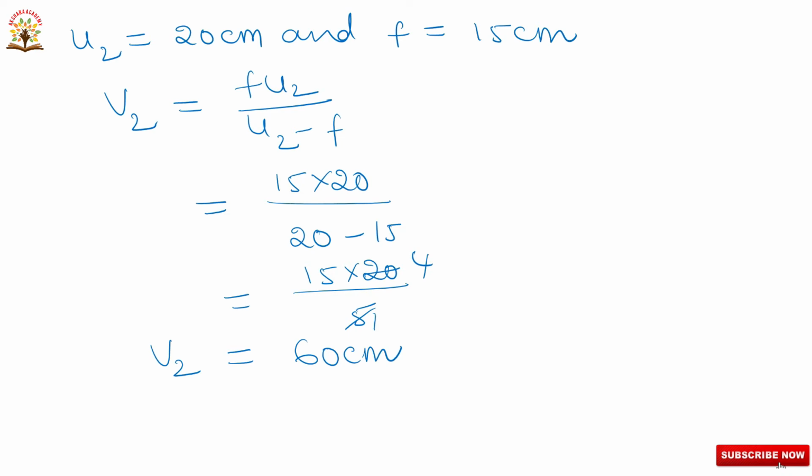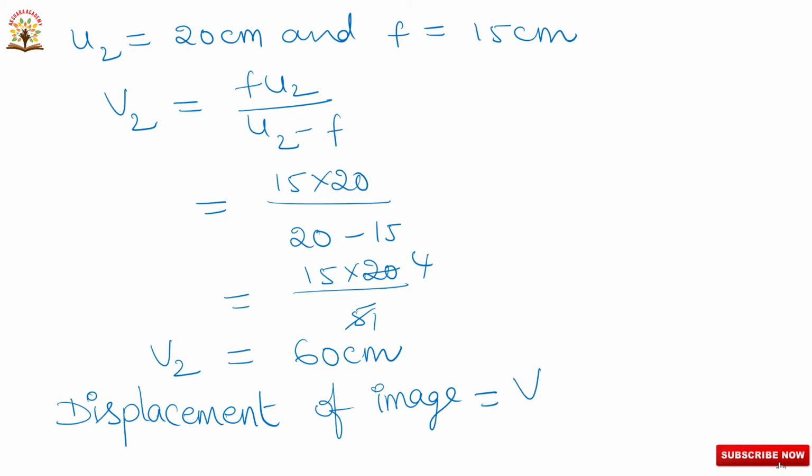Displacement of the image is equal to v2 minus v1. So that is equal to 60 minus 24, which is 36 centimeters. Displacement of the image is 36 centimeters away from the mirror. This is the displacement of the image.